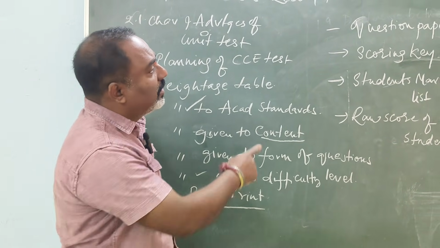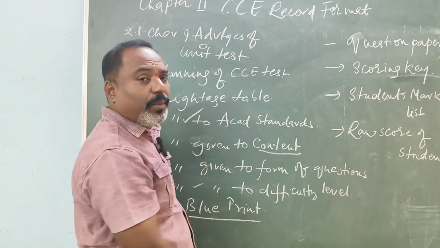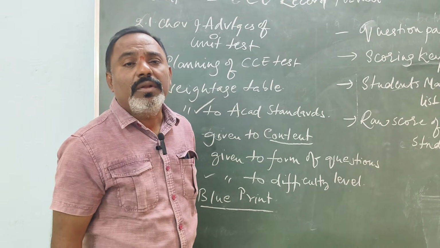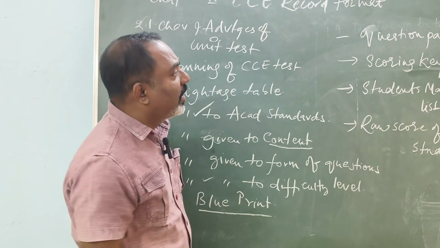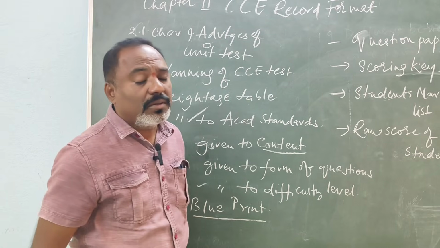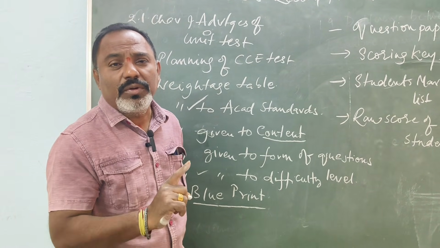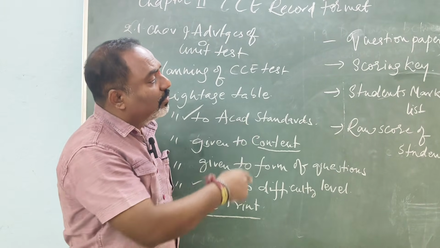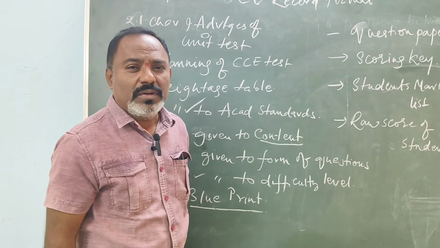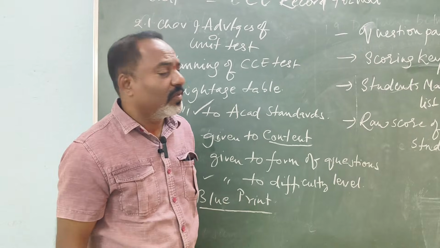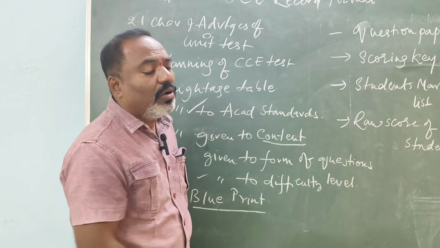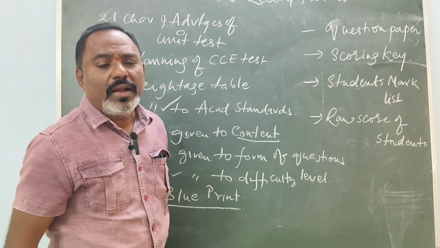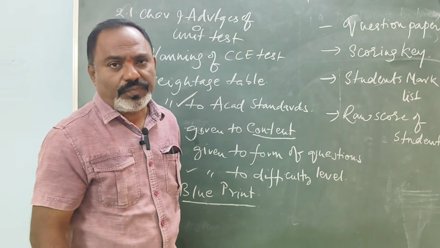And besides that, in the record, you attach a question paper. Which question paper you have carried out in the classroom for testing the students, and after that, the question paper scoring key, how you are going to give scores for that. After that, you place the students' mark list, each student, number wise. Then what is the raw score of students? So in the second chapter, you will be adding all these things.